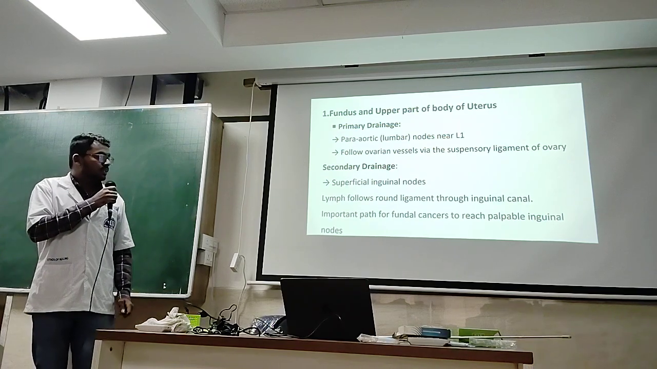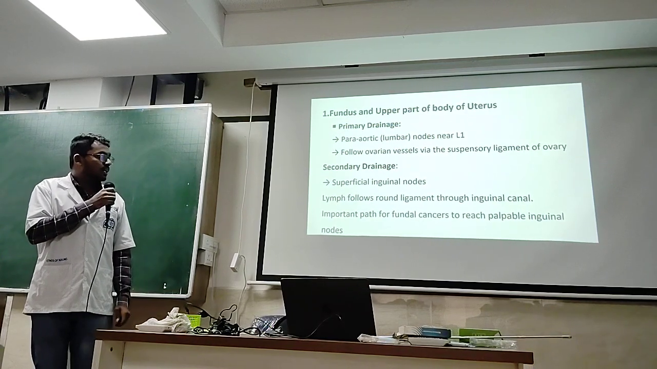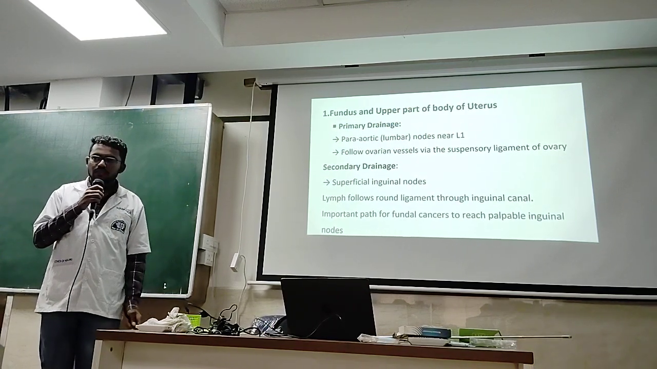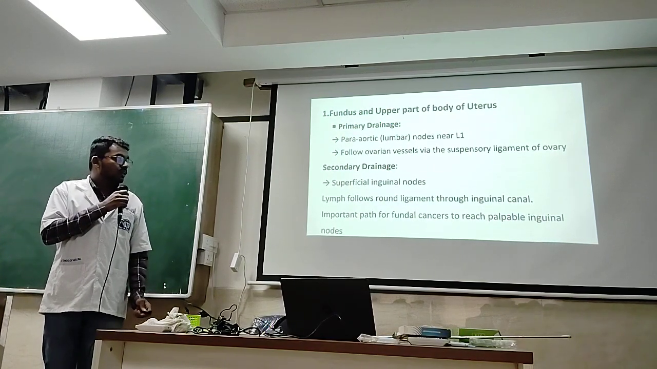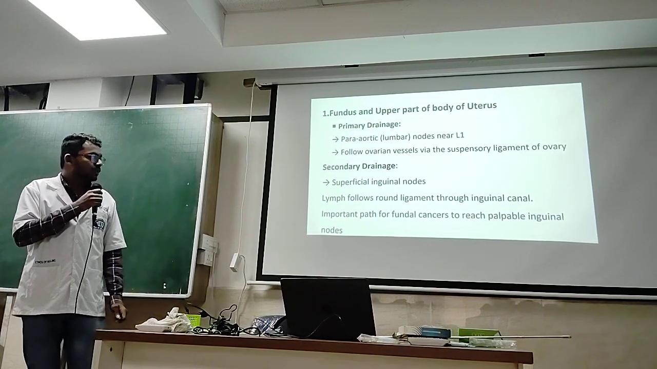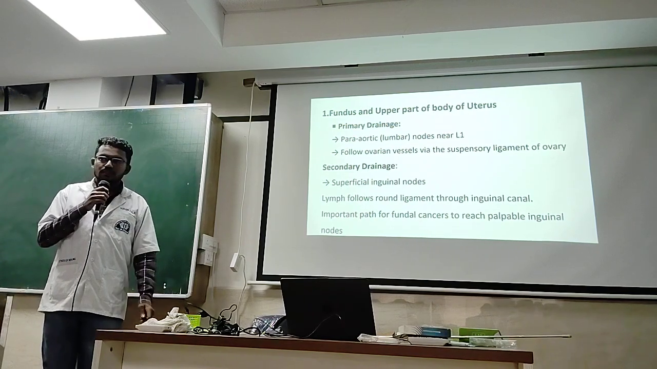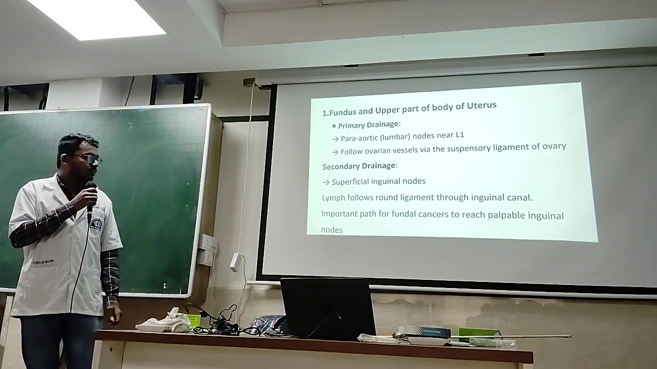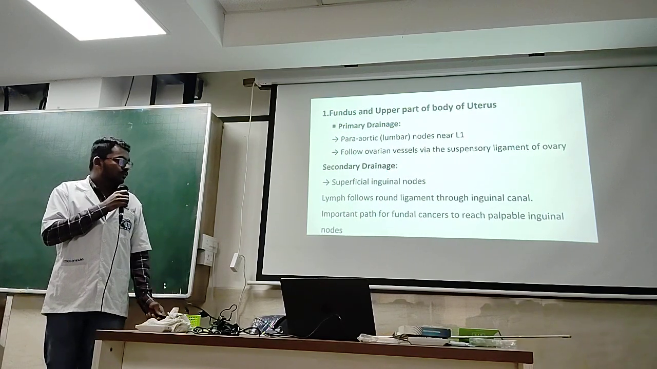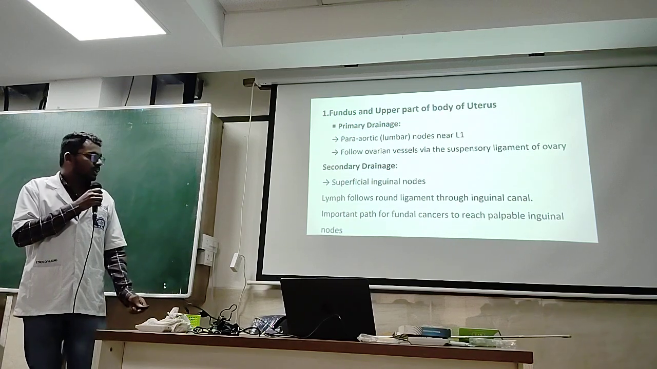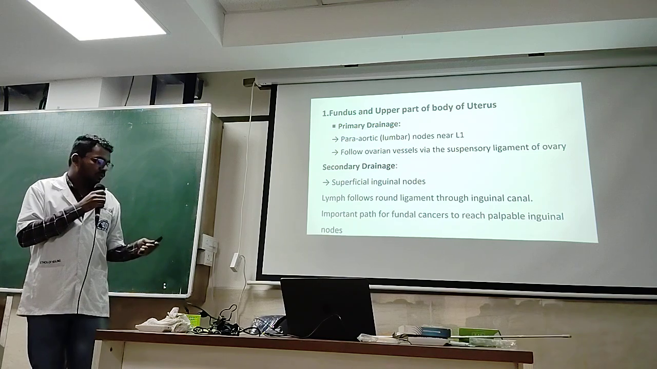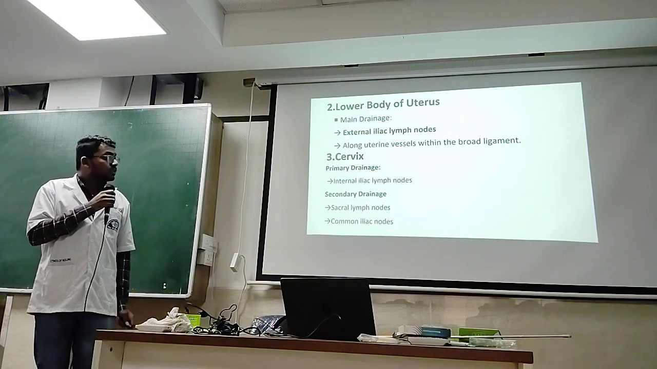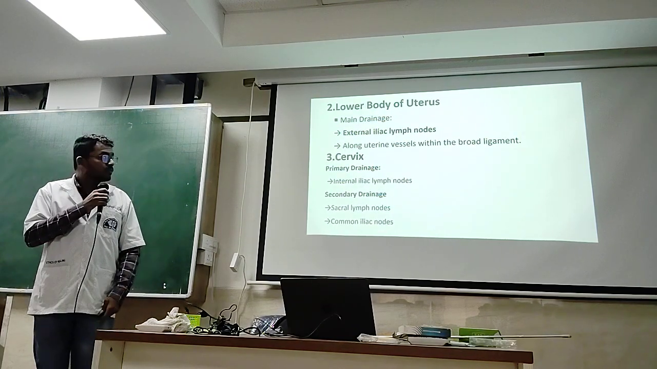Here the primary drainage is into the para-aortic nodes, which lie near the L1 lumbar region. These nodes follow the ovarian vessels via the suspensory ligaments of ovary. The secondary drainage is into the superficial inguinal nodes. Here the lymph follows the round ligament through the inguinal canal, and it is the important path for fundal cancer to reach the palpable inguinal nodes. The second is lower body of the uterus.